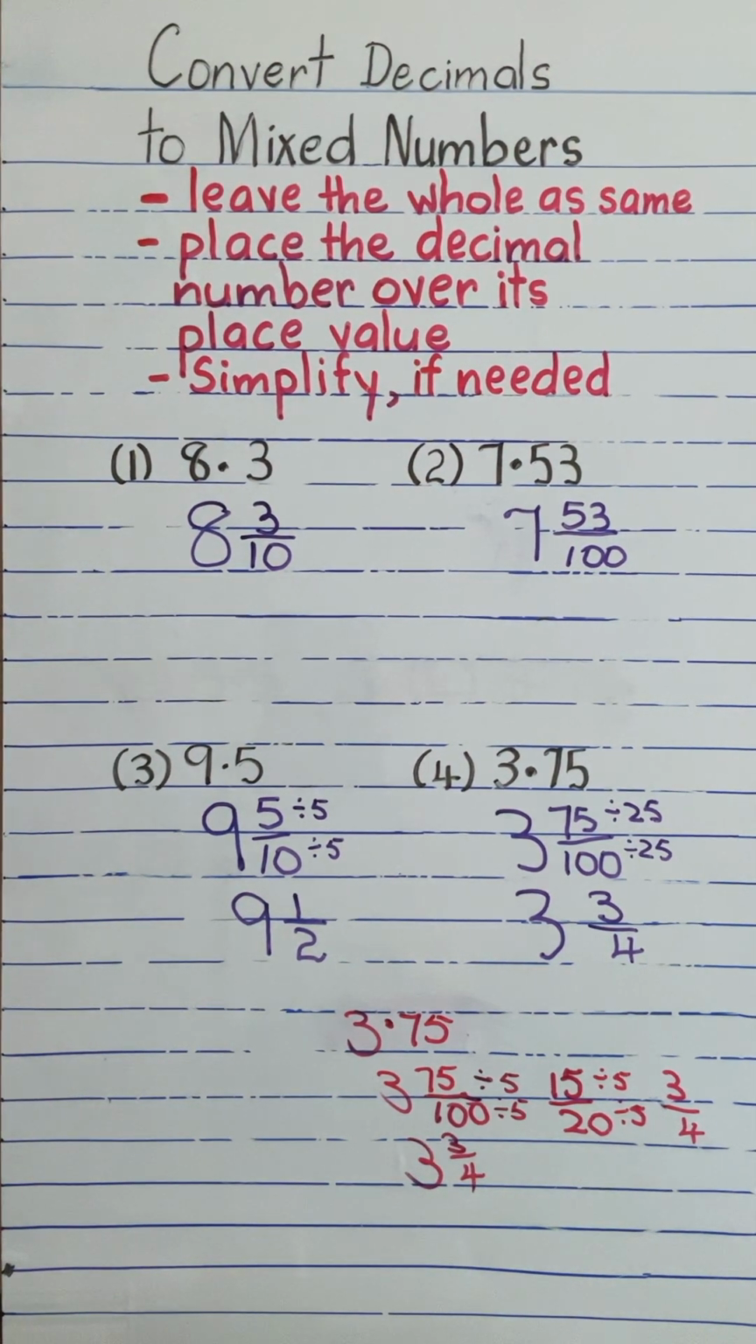So when we're reducing to a lower term, if we do not readily see the highest common factor, we can use a common factor and keep dividing until we reach the final lowest term where it cannot be reduced to another lower term.